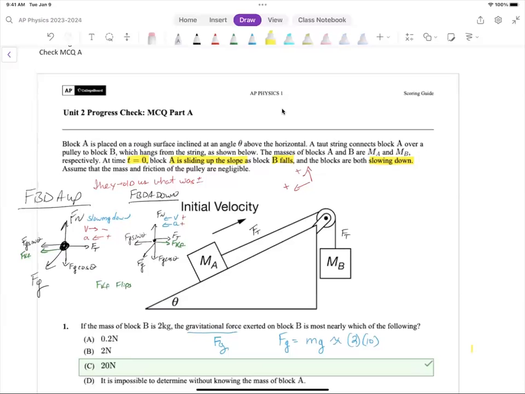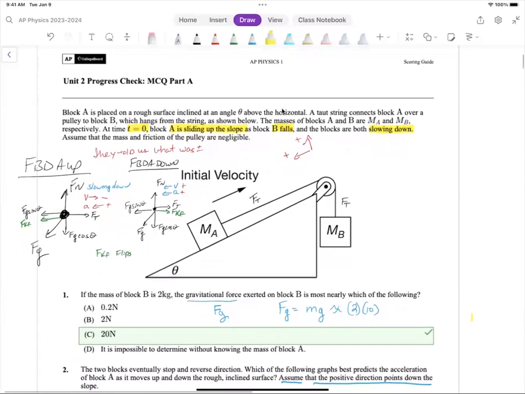We'll get to the free body diagrams in just a minute. You didn't have to draw a free body diagram to answer the first question. And I recommend that you read the problems before you start diving into the work. So number 1: if the mass of block B is 2 kilograms, the gravitational force exerted on block B is most nearly what? What is the symbol for gravitational force? It is Fg. What is the equation for Fg?